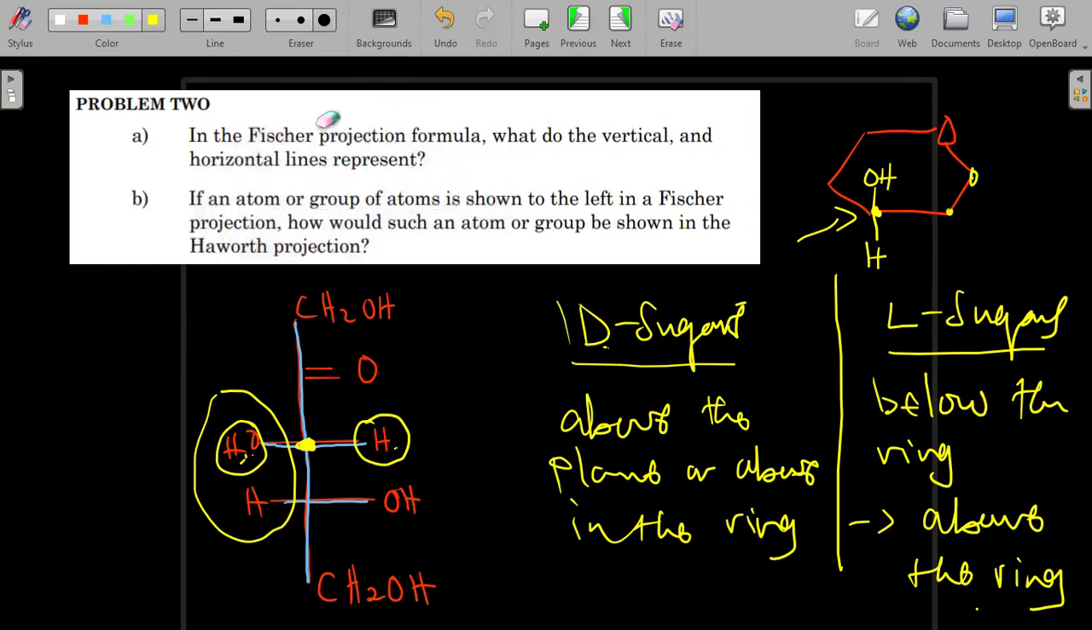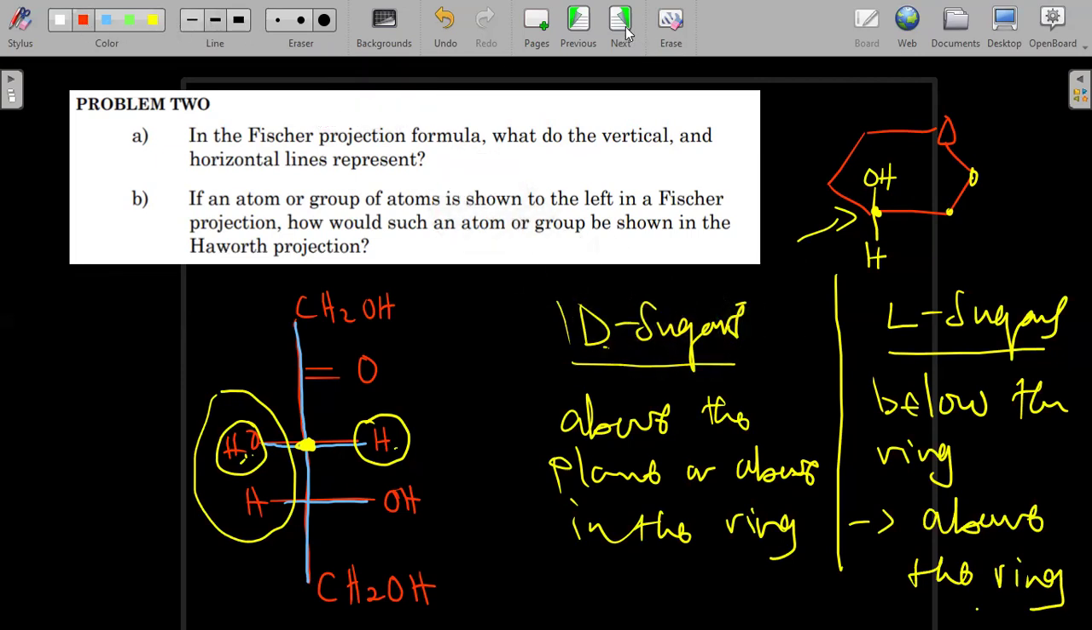Always make sure you know the form that they are talking about. If it is the D sugar, then those on the left will be above, those on the right will be below. And if it is the L sugars or the L conformation, it means that those on the left will be above the ring, and then those on the right will be what? Below.